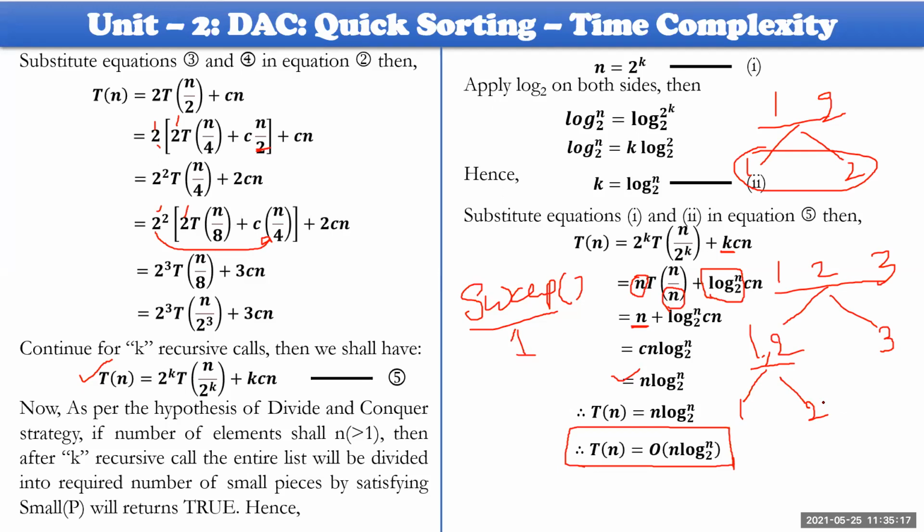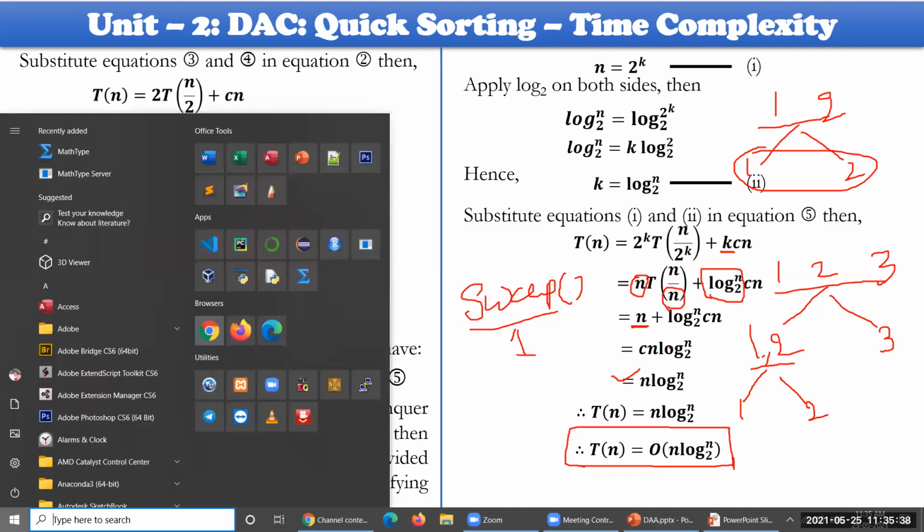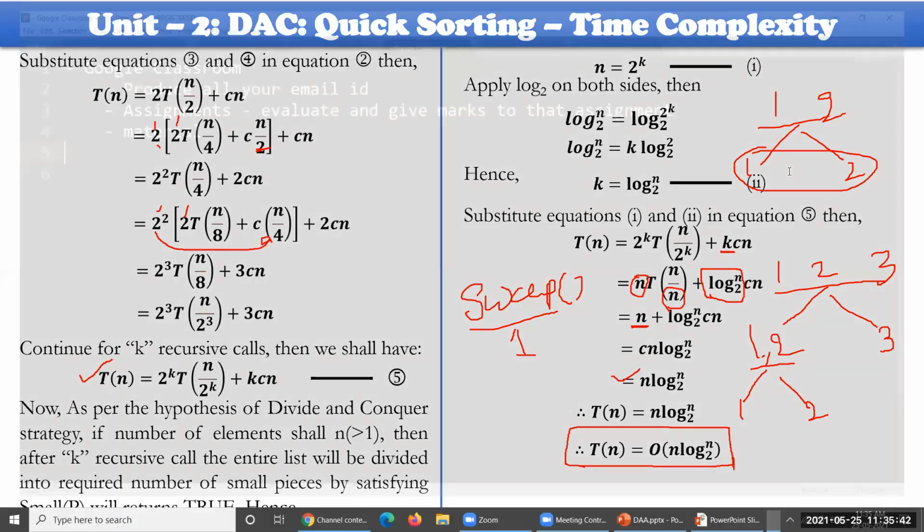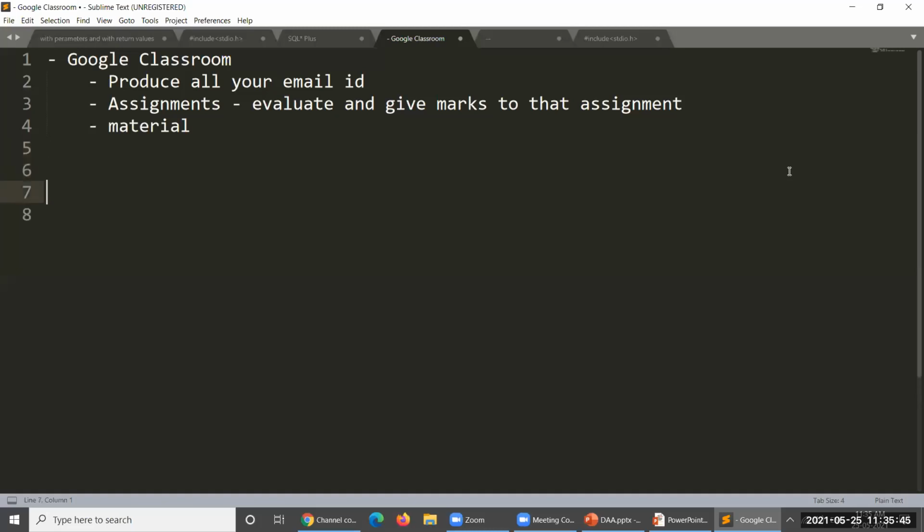You may be asked one question in our final examination. Please write this particular question. Explain the algorithm which has n square as worst case complexity and n log n as average case complexity. I repeat, explain. The question will be asked to you like this. So in this way they will ask you.